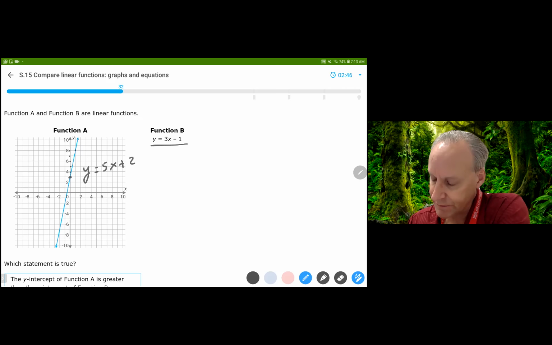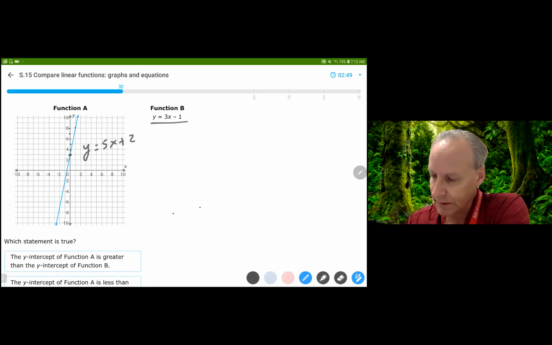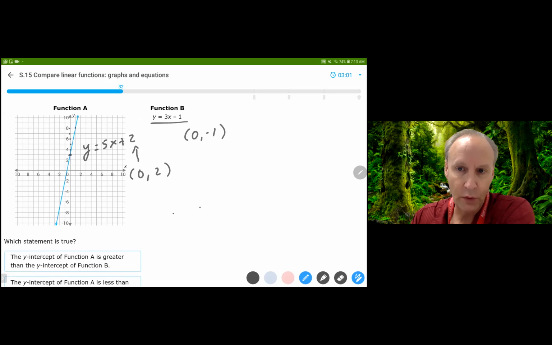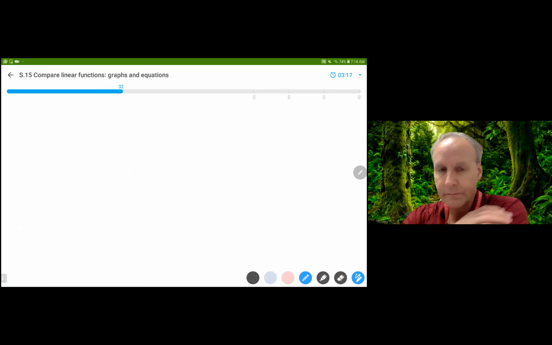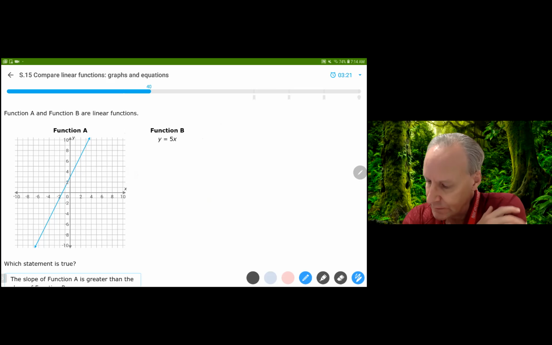The y-intercept of function A is greater because, well, it's higher anyway. The y-intercept is at 0, 2. And this y-intercept is at 0, negative 1. Because of the way that they're explaining the y-intercept, they're thinking of it as a value instead of a point, like they should. But of course, we can see that function A is higher than function B, or higher up on the y-axis.